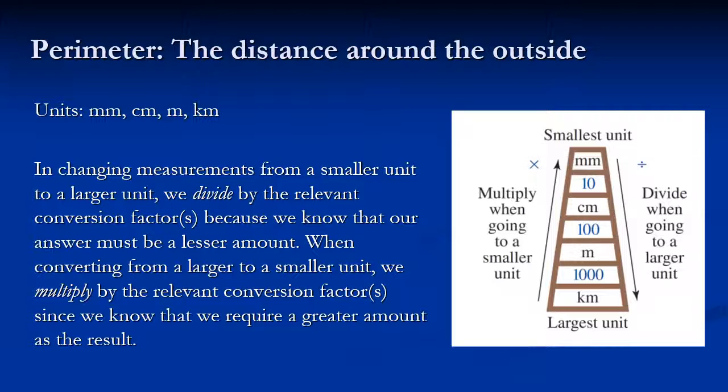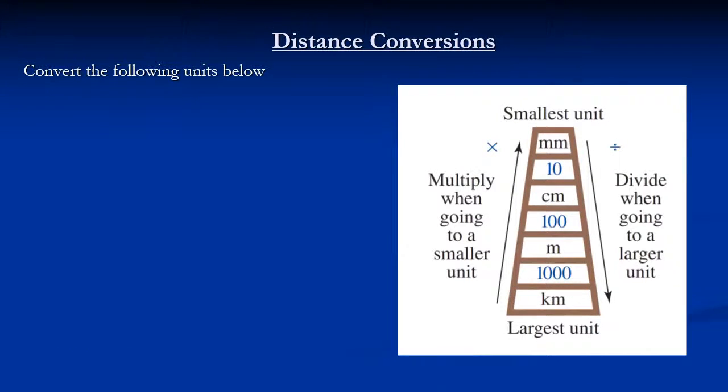So the perimeter, as I said, is just the distance around the outside. We'll work with units like millimeters, centimeters, meters and kilometers. And we just need to be careful going from a smaller unit to a larger unit. When we do that, we divide by the relevant conversion factor, as you can see here on the right hand side, because we know that the answer must be a lesser amount. When converting from a larger to a smaller unit, you'll multiply by the relevant conversion factor, since we know that we require a greater amount in the result.